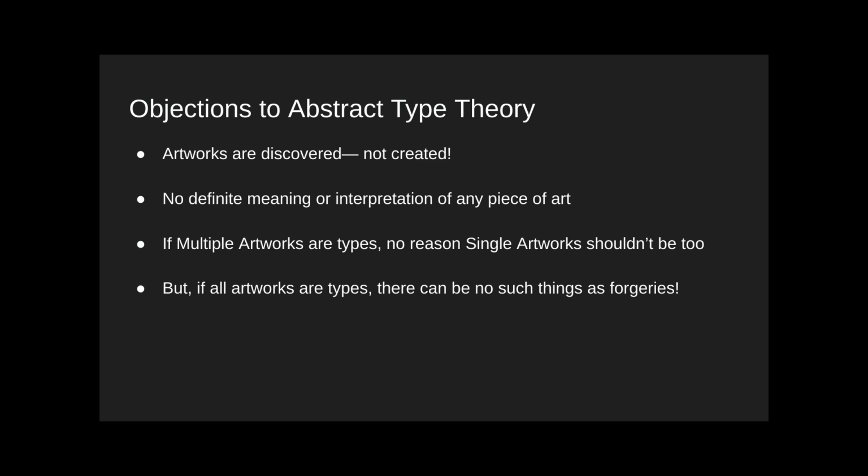But if artworks are just abstract types, then none of those are the real Mona Lisa. The real Mona Lisa is not a physical object. It does not exist in time or space. So any one of those has just the same status as the others. So we really shouldn't care whether we've got the quote-unquote original Mona Lisa or not. They're all just good instantiations of that abstract type.